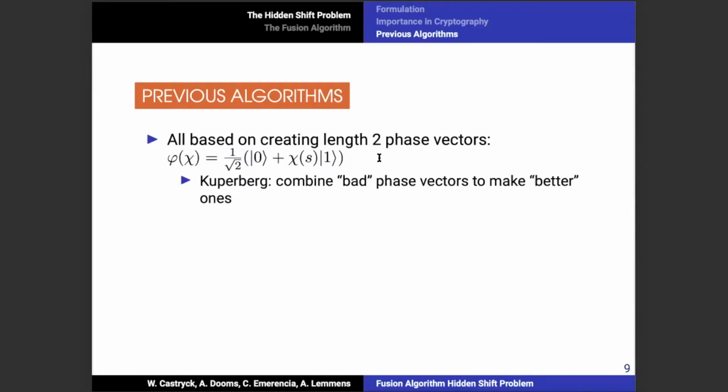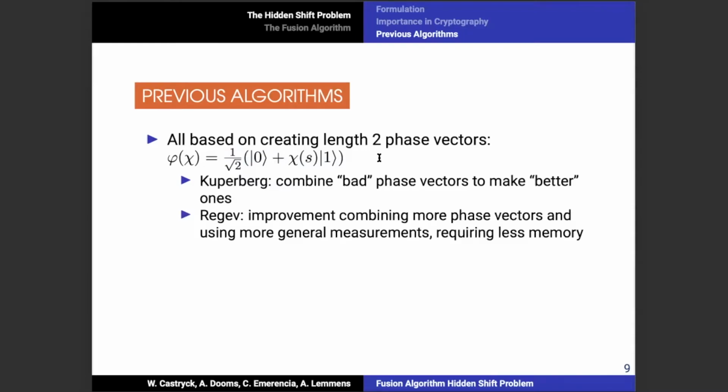This algorithm, though, is sub-exponential in time and sub-exponential in memory, but Oded Regev improved this algorithm by making a memory-friendly version of it. His idea was to combine more than 2 of these quantum states to create longer vectors, and also store some information about the character in another register, such that upon measurement, actually the characters are forced to lie in some more structured set.